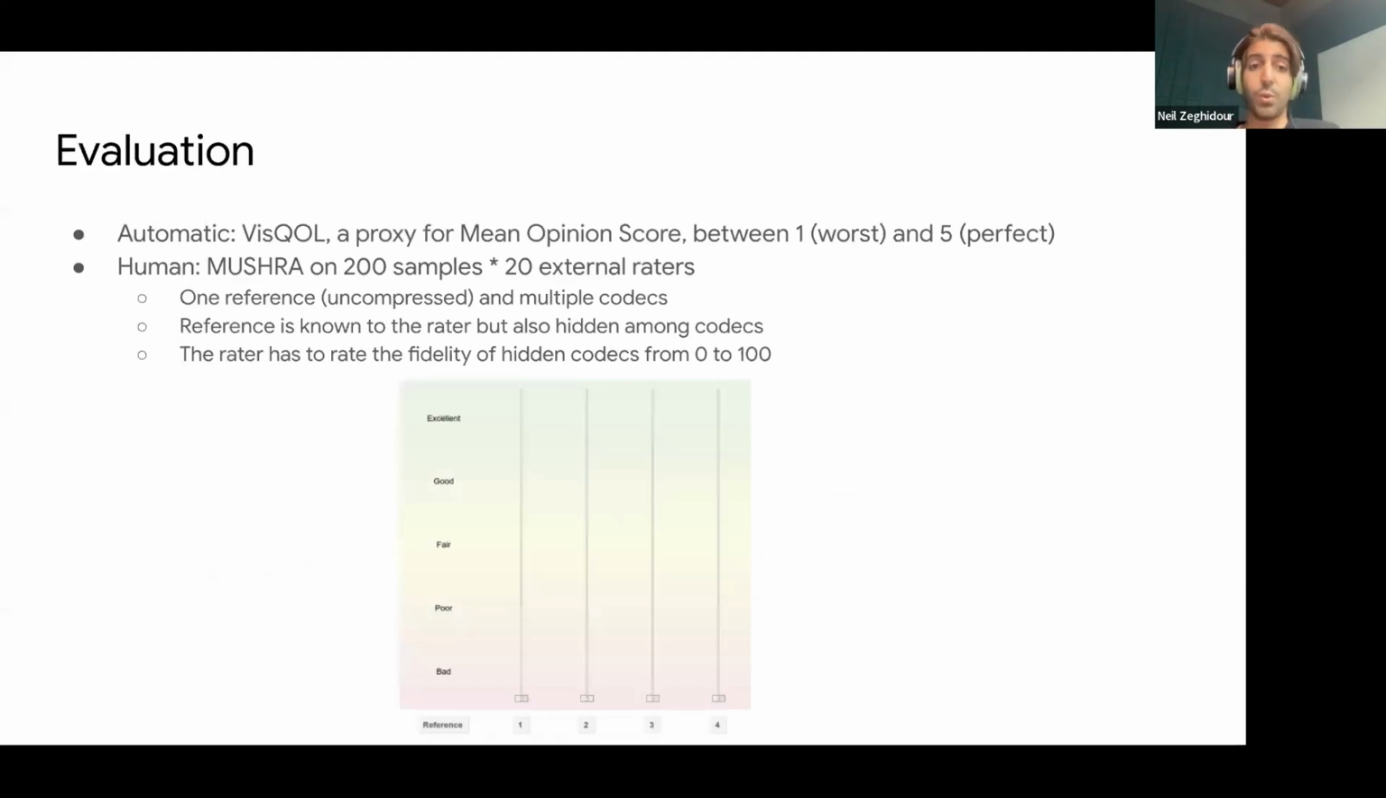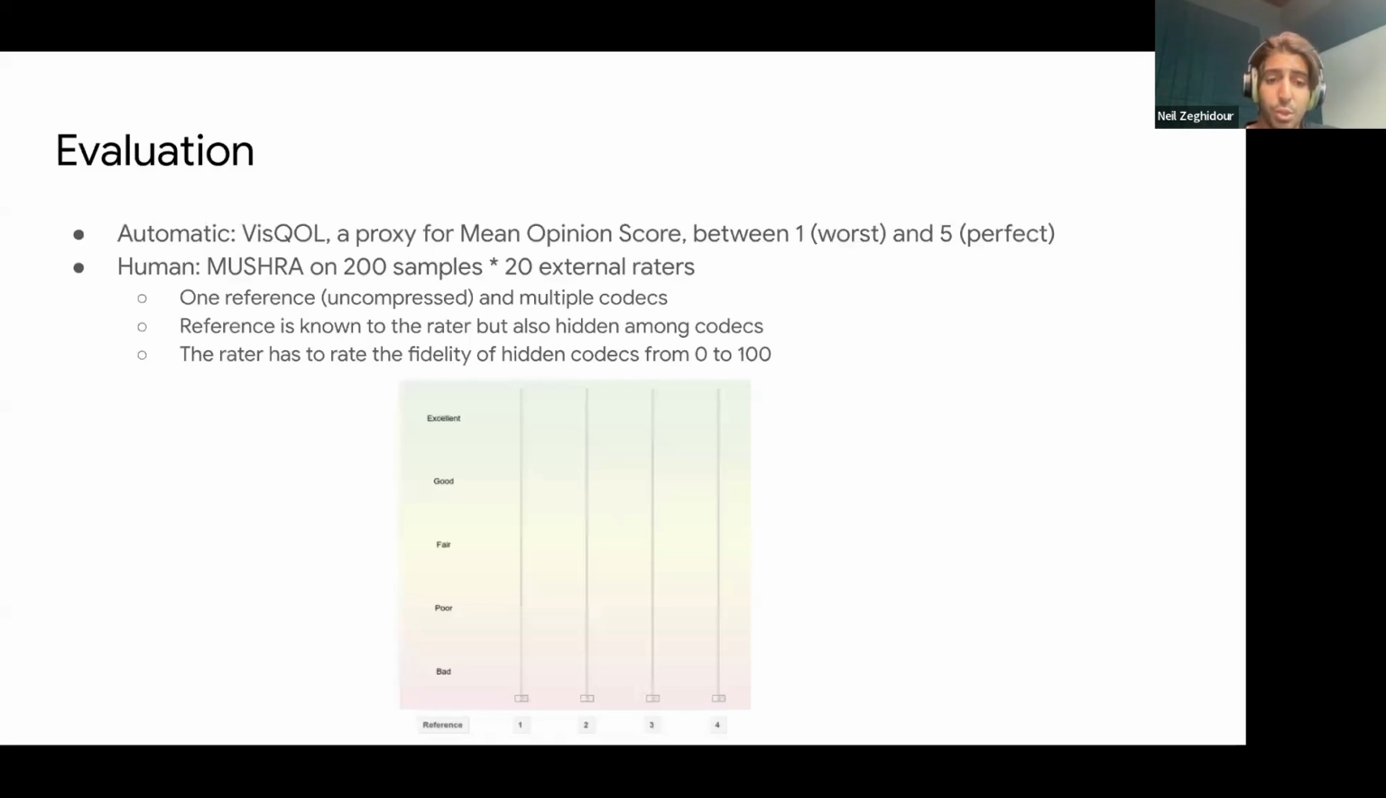For evaluation, we use ViSQOL mostly for development, which we found very useful because it's automatic, right? So it's cheap to compute. You can compute it on your parameter sweeps and so on. I said it's a proxy for mean opinion score, so 1 being very bad and 5 being perfect. The real evaluation, the final one that we use for our final model, is called the MUSHRA, and we do it on 200 samples with 20 external raters.